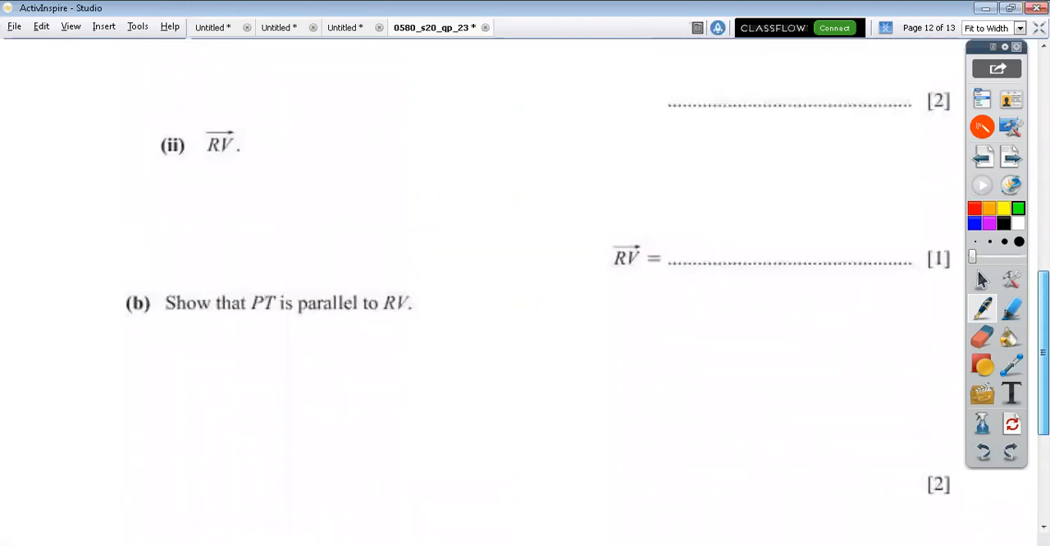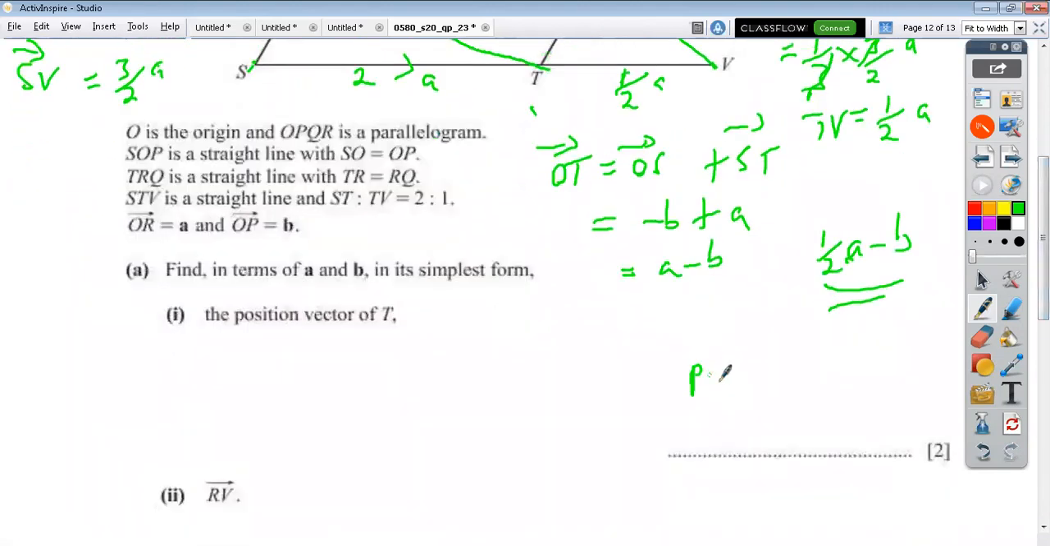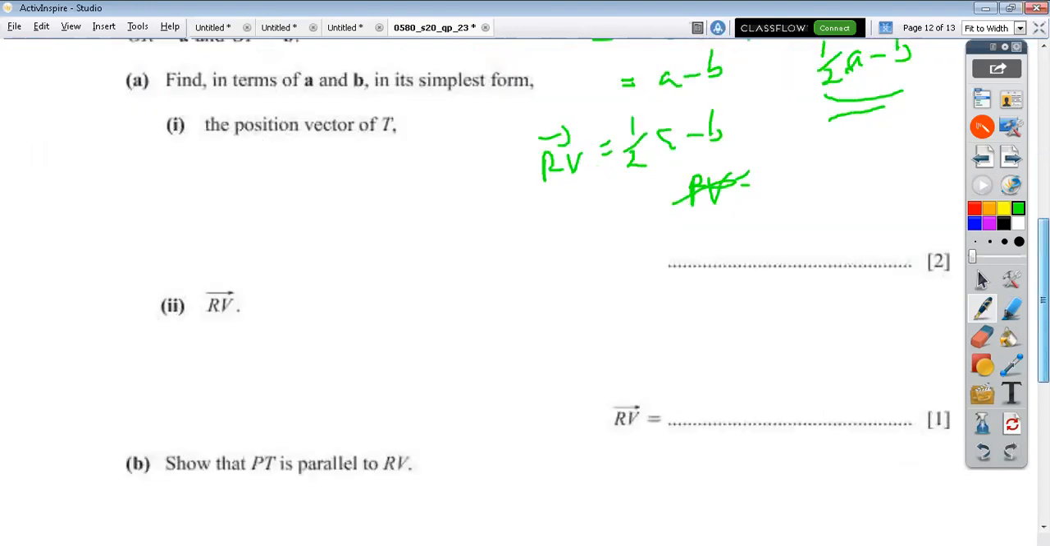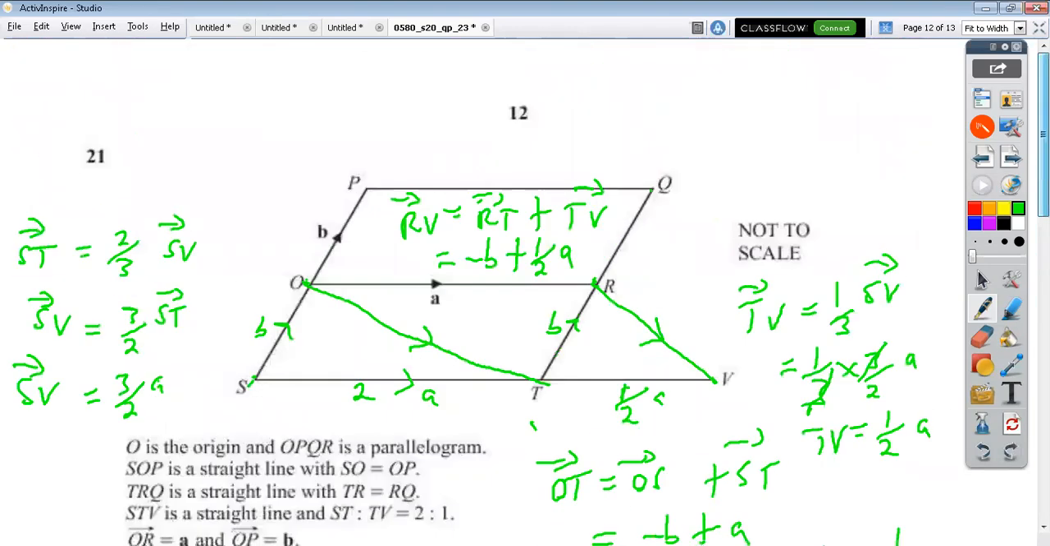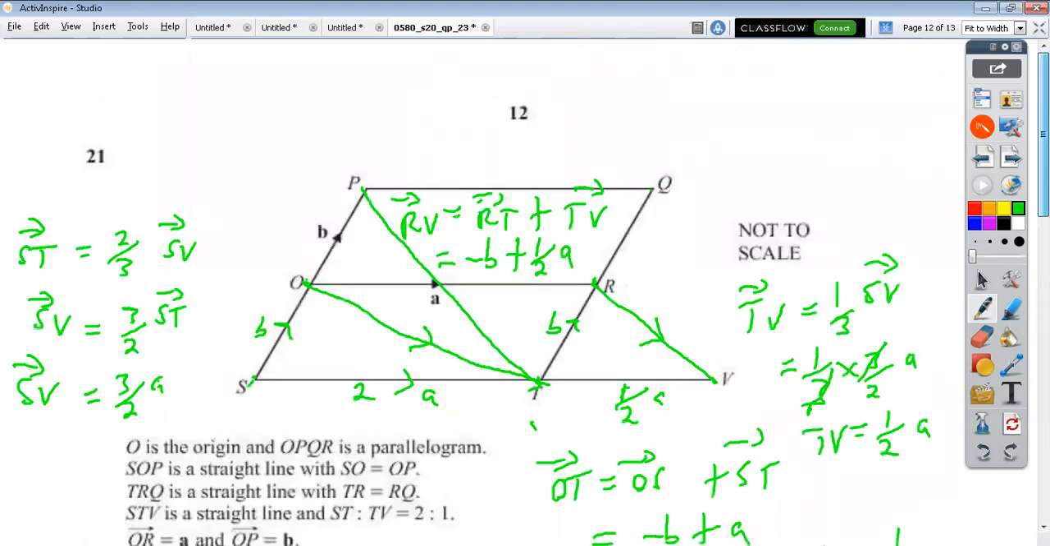So PT is parallel to RV. We now know that this is RV, we have agreed, and that is equal to half A minus B. Now PT, where is PT? Okay, PT is all this way. That's clear? Yes. So what is PT?